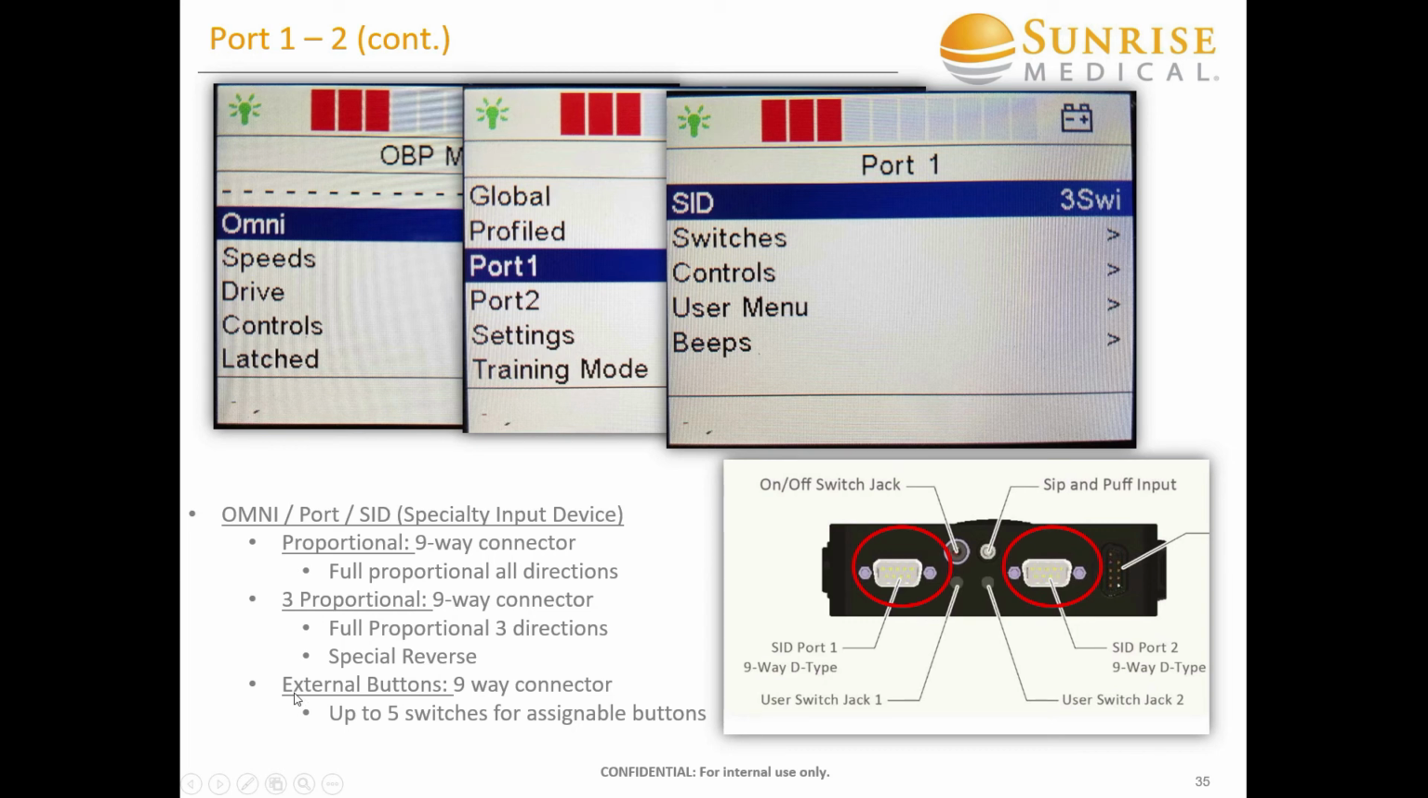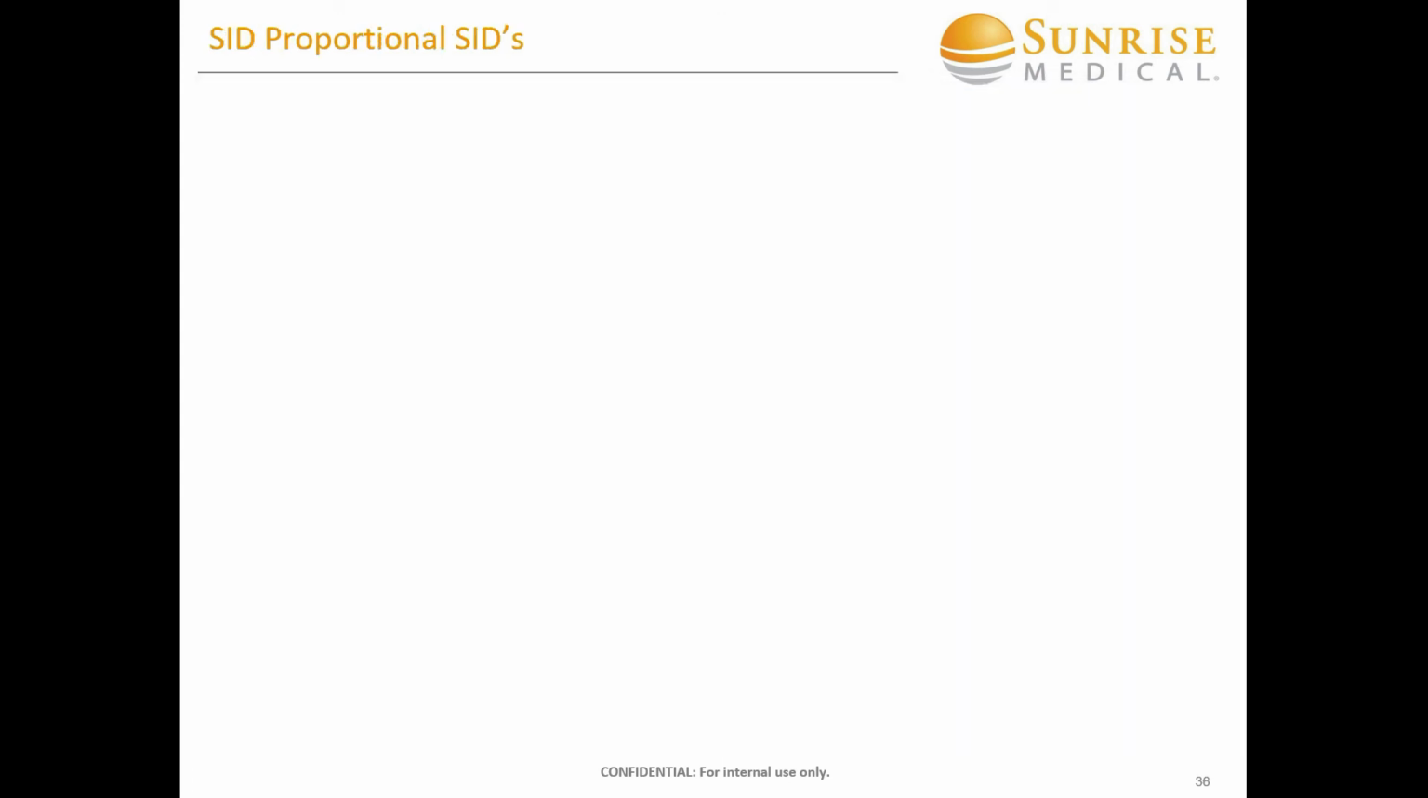And then lastly, one of the input devices that we have as a selection is what we call external buttons. It'll just say EXB for external buttons. The external buttons gives us the ability to put in just a 5-switch device directly into that port. It gives you the ability through assignable buttons to set those 5 switches up to do multiple tasks that could be used on the chair.